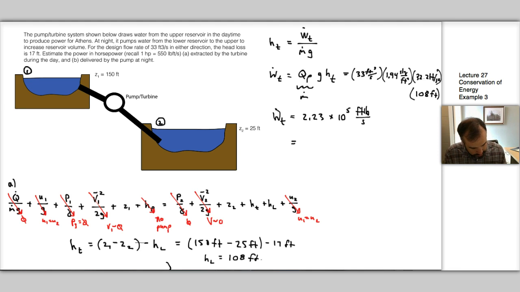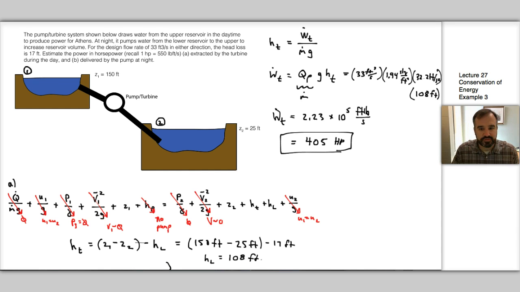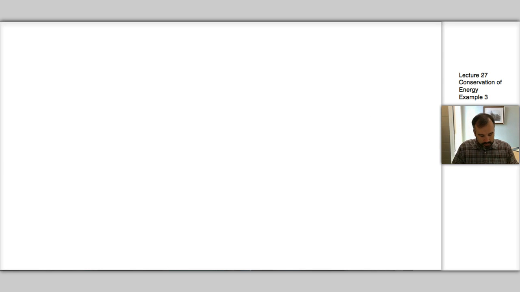So we can put that in. We just divide our answer by 550 and we get 405 horsepower. All right, so that's our answer for part A, and that's a pretty sizable amount of horsepower. It's a sports car amount of horsepower that this turbine is able to extract to help power the city of Athens.